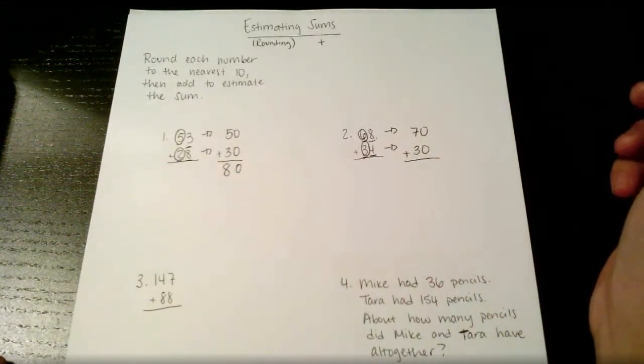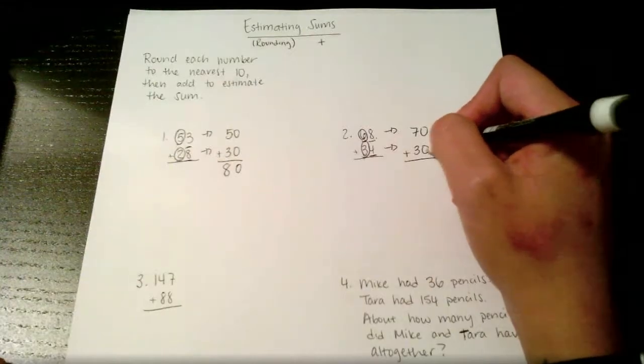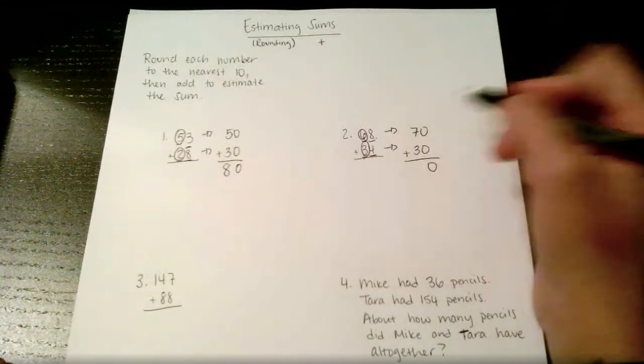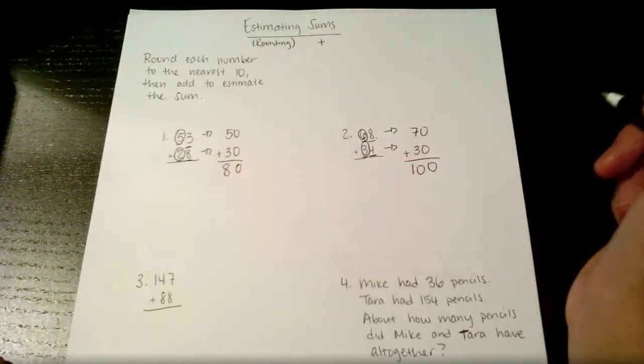And we're going to add those two numbers together. So those are pretty friendly numbers. So 0 plus 0 is 0, 7, and we can count up 8, 9, 10 to give us 100.